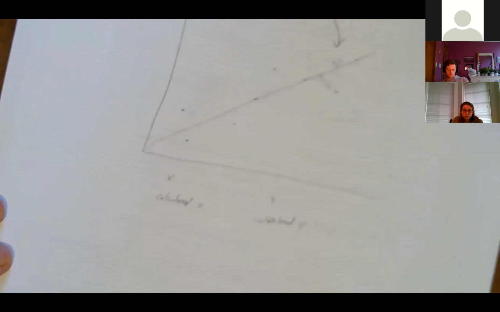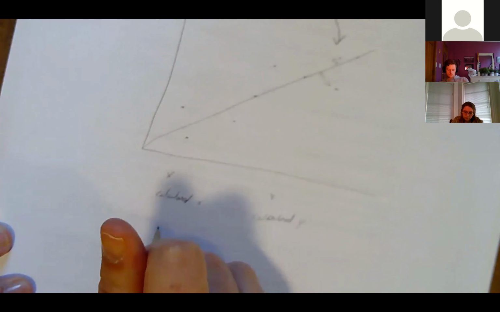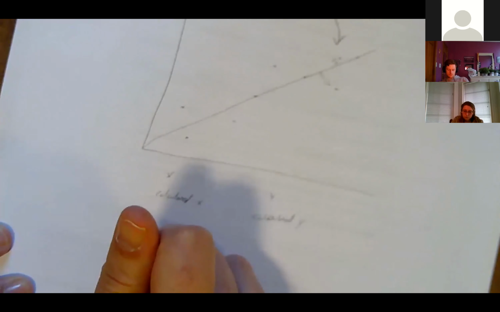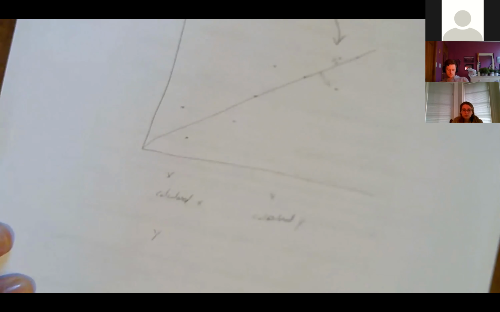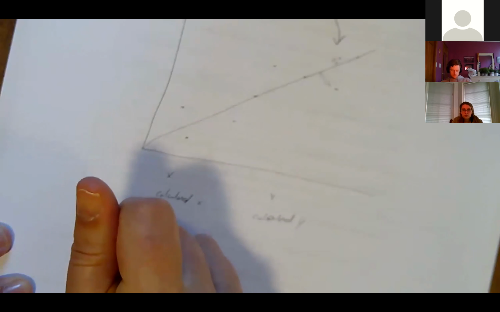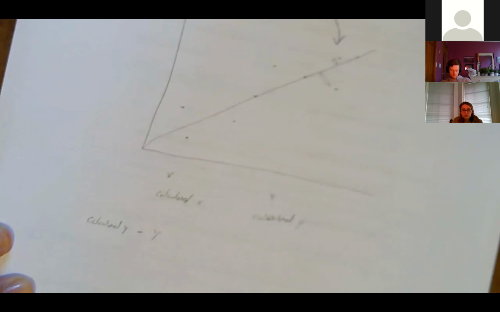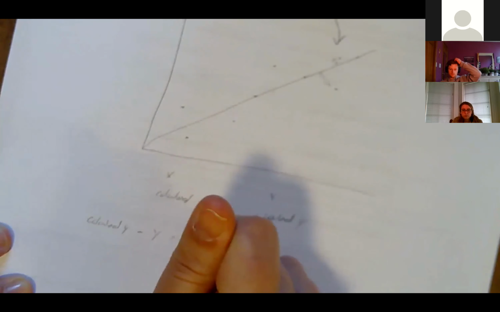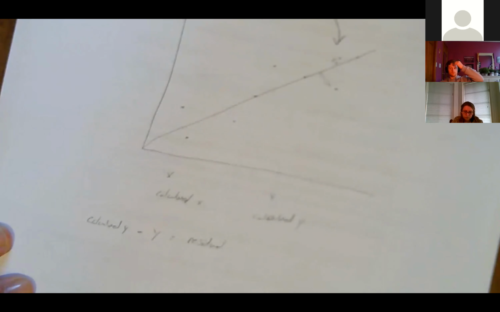Normally I'm going to be looking at Y because Y is the response variable. So the difference between my actual raw data y and my calculated y is a residual. And what a regression equation does is it tries to minimize the sum of the residuals. That's why the error term is based on the sum of the squares of all of the individual residuals.